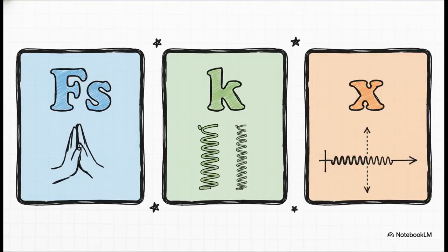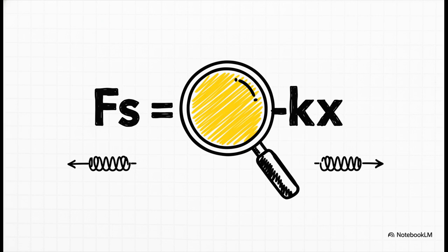So here it is, your cheat sheet. Fs is the force in newtons, k is the stiffness in newtons per meter, and x is the displacement in meters. But the real key thing to lock in your brain is that k value. Big k, stiff spring. Small k, weak spring. Simple as that.